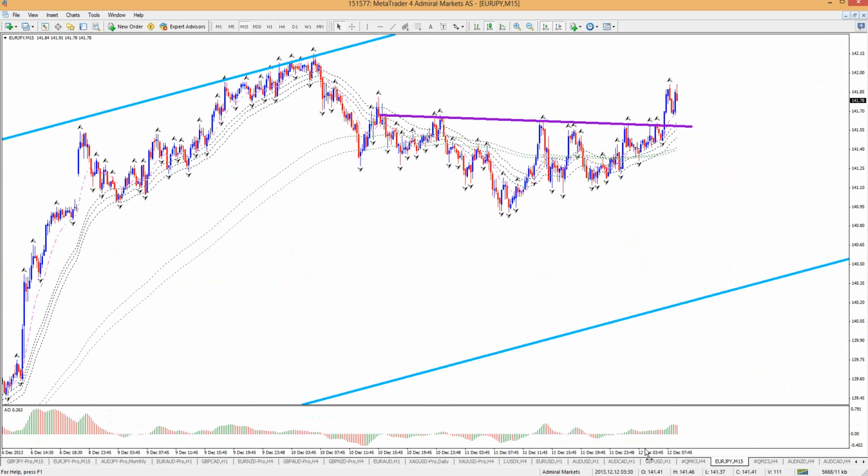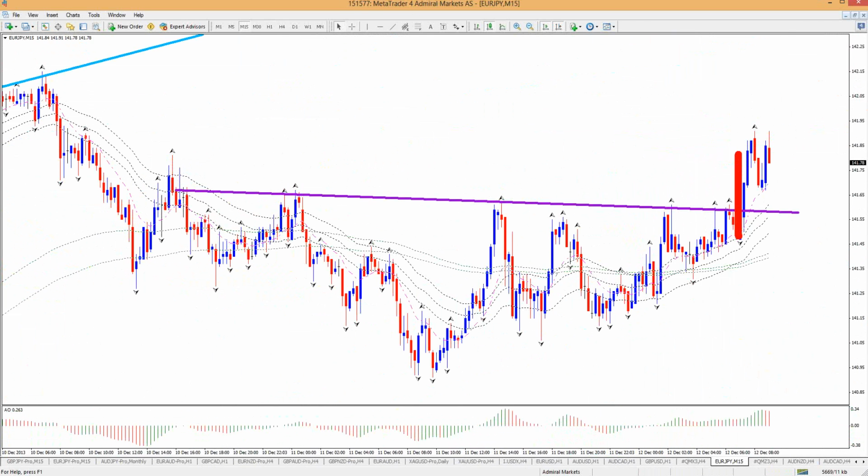Euro yen seems to be break, bounce, and go. Challenging its top here too, the potential breakout trade here above with that stop loss here, in my opinion.